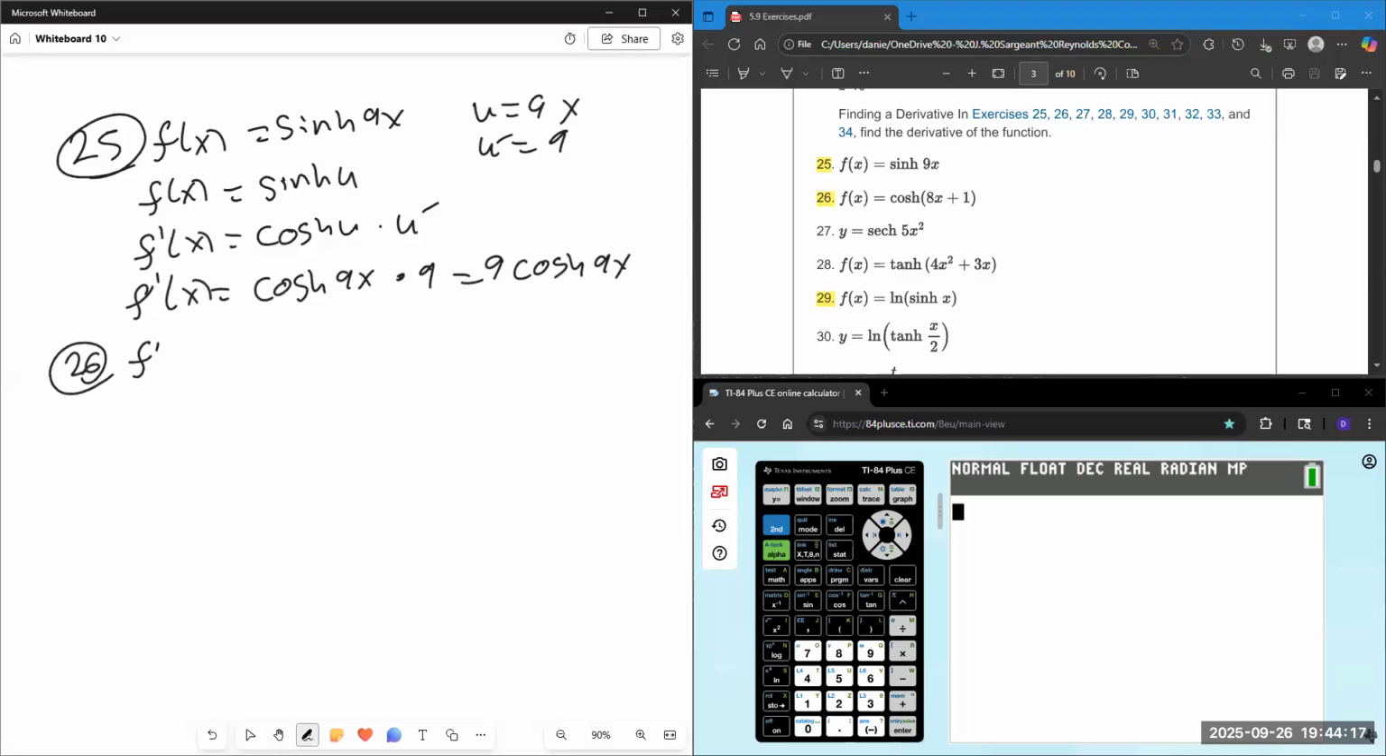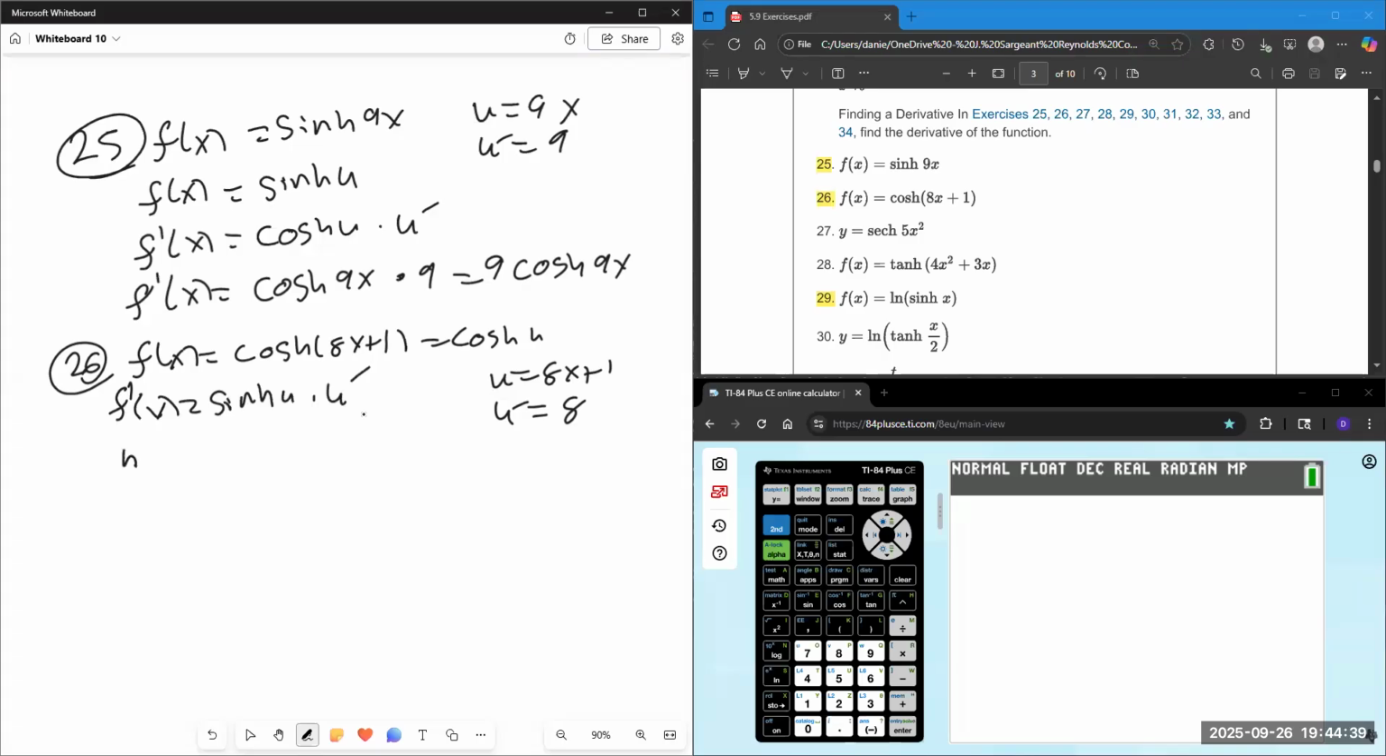26. F of x is equal to cosh of 8x plus 1. That is cosh u, where u is equal to 8x plus 1, and u prime is equal to 8. So f prime of x is equal to sinh u times u prime. F prime of x is equal to sinh of 8x plus 1 times 8. F prime of x is 8 sinh of 8x plus 1.